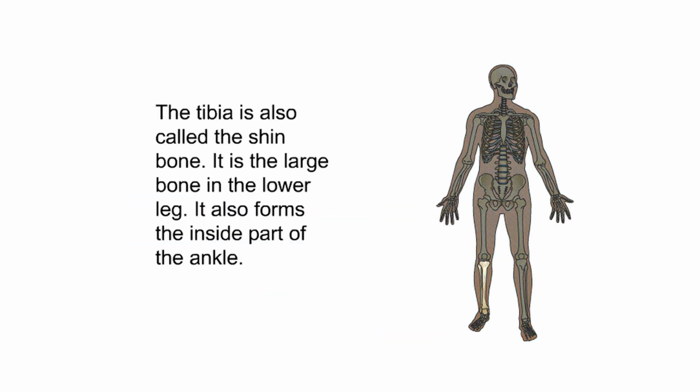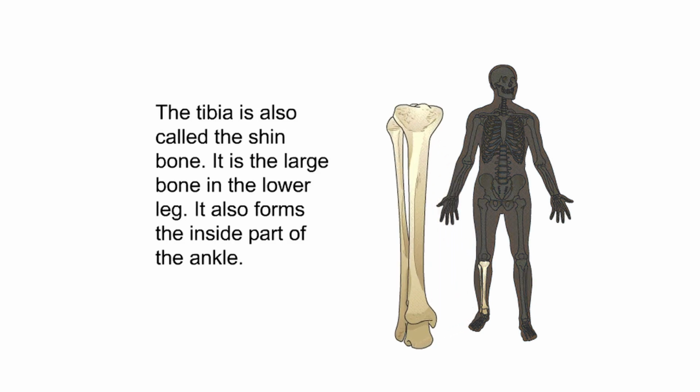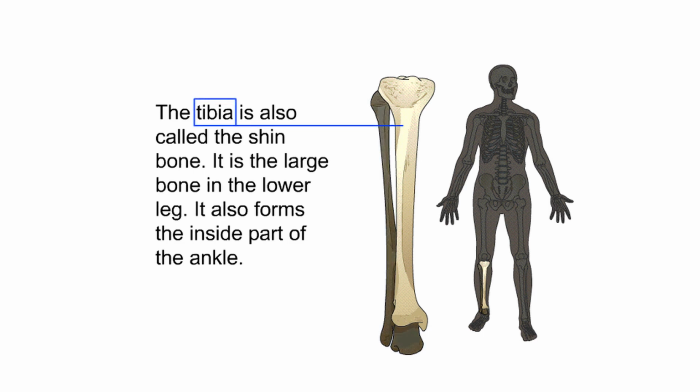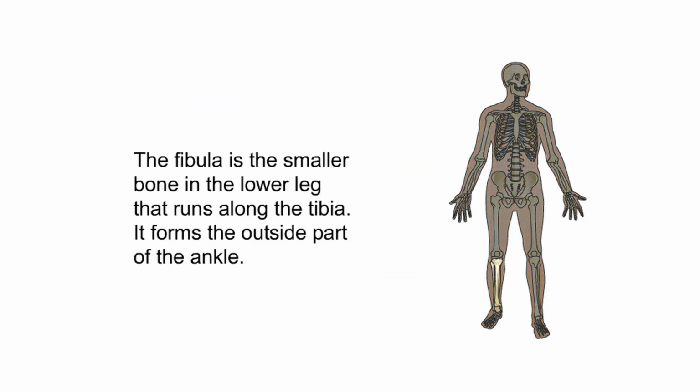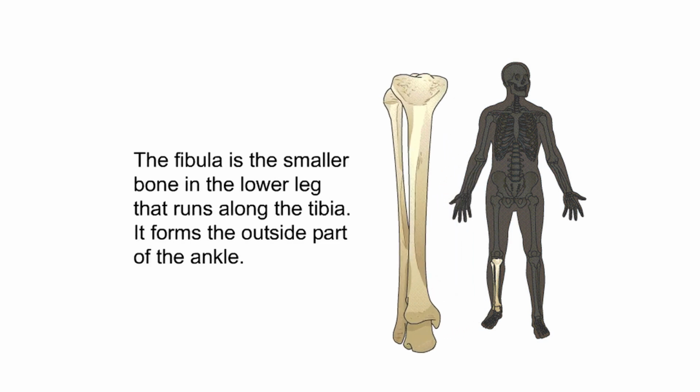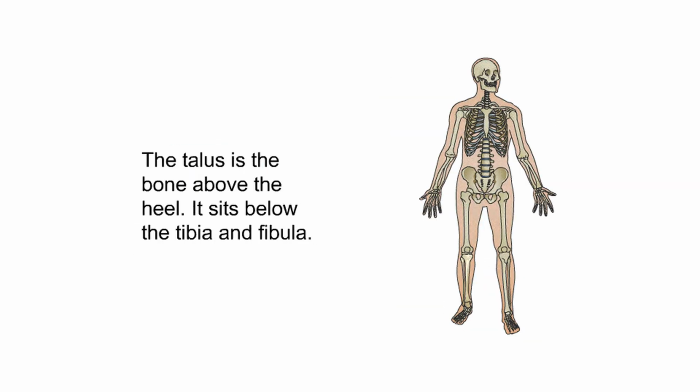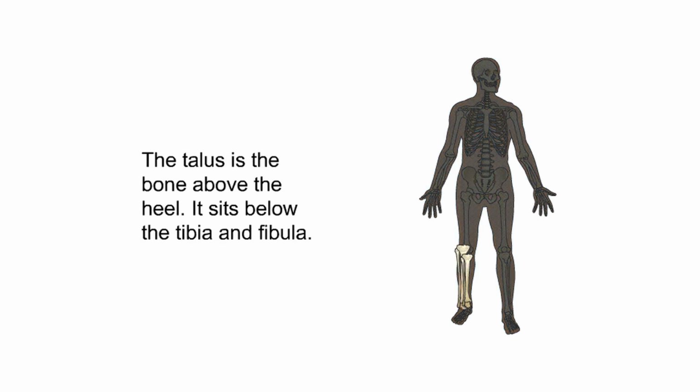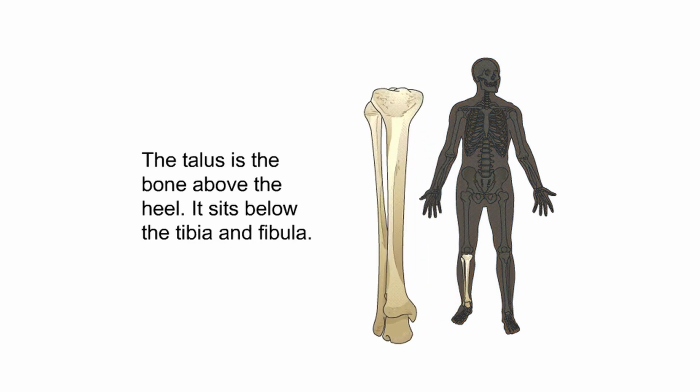The tibia is also called the shin bone. It is the large bone in the lower leg. It also forms the inside part of the ankle. The fibula is the smaller bone in the lower leg that runs along the tibia. It forms the outside part of the ankle. The talus is the bone above the heel. It sits below the tibia and fibula.